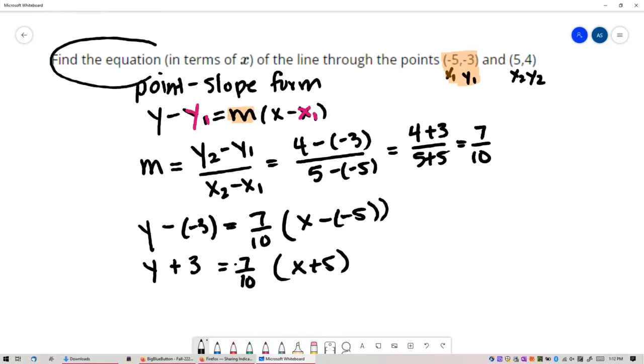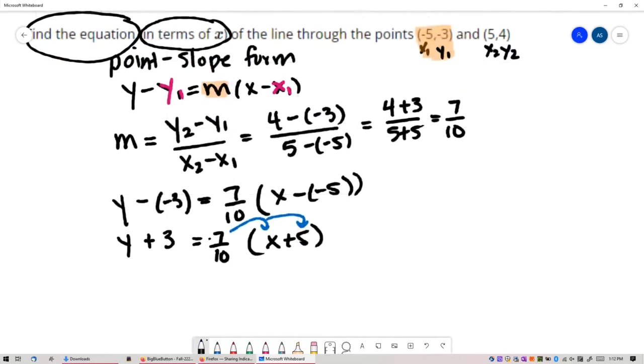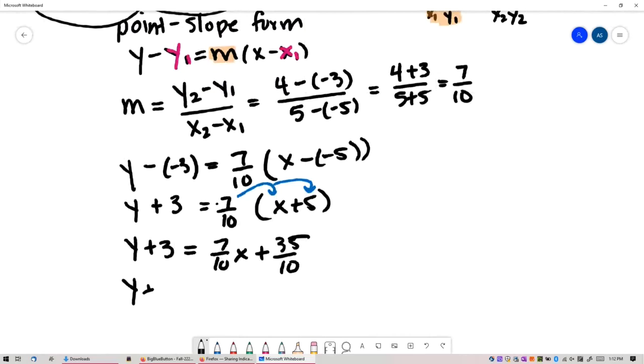And we have found the equation, but we want to find the equation in terms of x, meaning that x is the variable on the one side. So let's continue to simplify getting y by itself. I'm going to distribute to get rid of these parentheses. We have y plus 3 equals 7/10 x plus 35 over 10. And that can be reduced. We have y plus 3 equals 7/10 x plus 7/2. 5 goes into 35 7 times, 5 goes into 10 2 times.